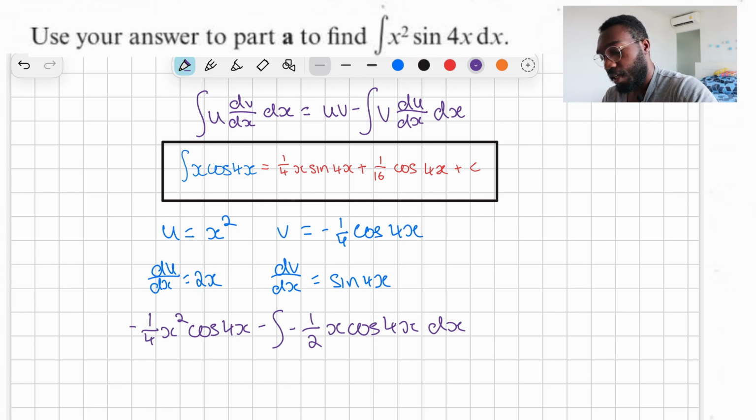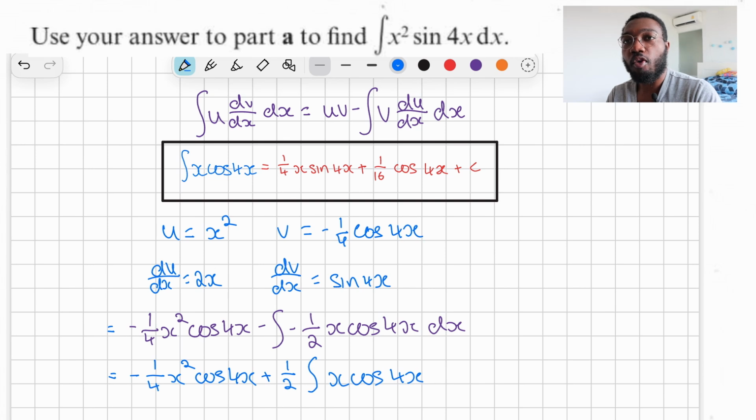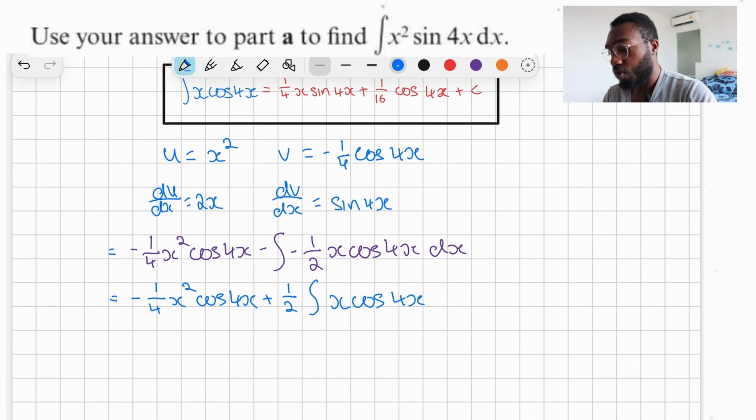So what we can do is take out that minus a half. You take out the minus a half, now you're left with a positive a half integral of x cosine 4x. Now that's exactly in the same form as the previous question. So now we can use our previous answer to just solve that integral, because we already know what x cosine 4x is from the previous question. So if we use that, therefore, what do we get?